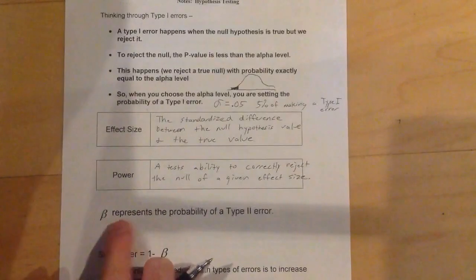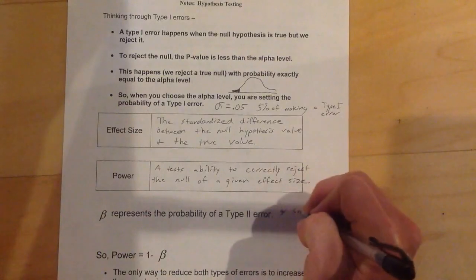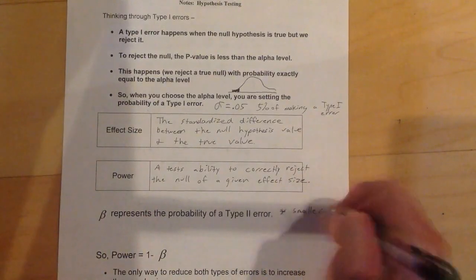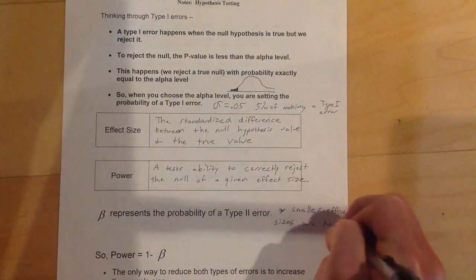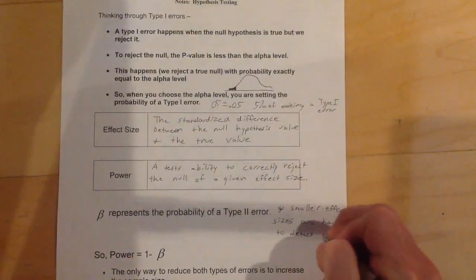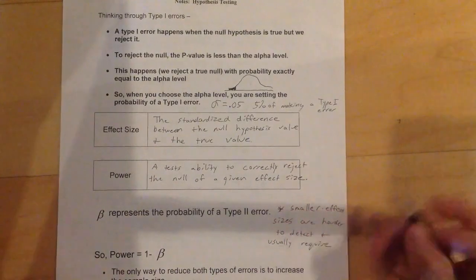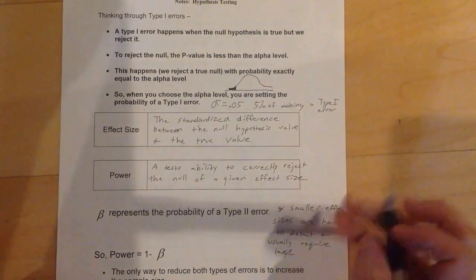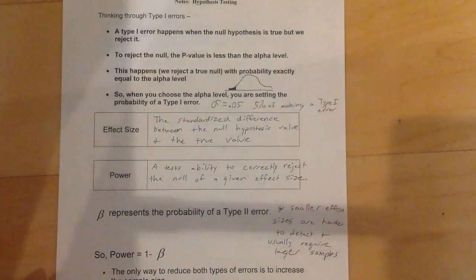All right, so right here it says B represents the probability of a type 2 error, and I just want to put here smaller effect sizes are harder to detect and usually require larger samples. All right, so again, type 2 error, it's not as straightforward as the type 1 error.